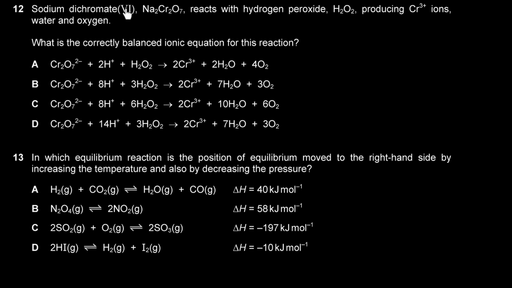Sodium dichromate(VI) reacts with hydrogen peroxide, producing chromium(III) ions, Cr3+, water, and oxygen. What is the correctly balanced ionic equation for this reaction?